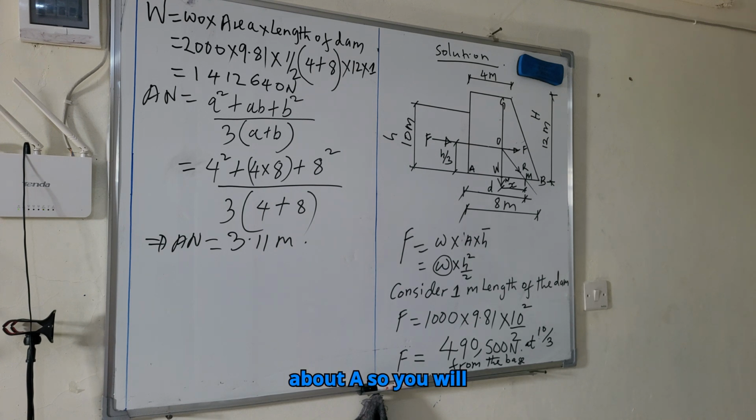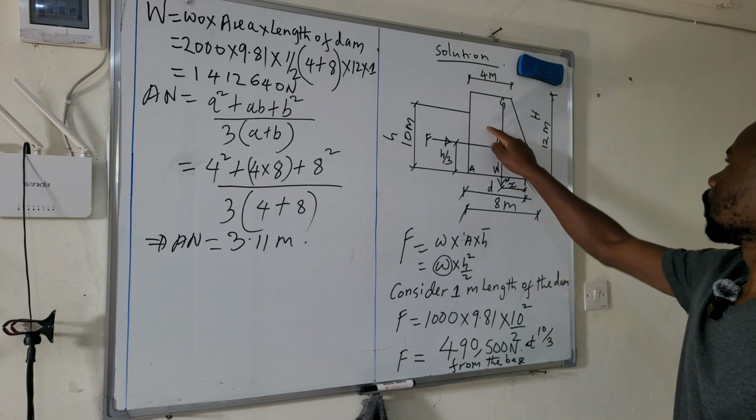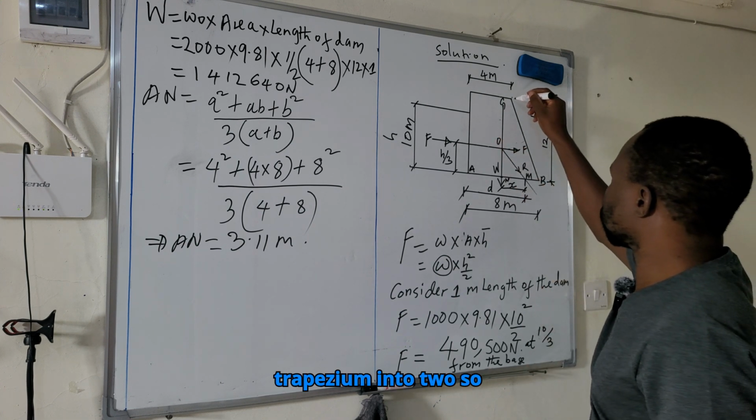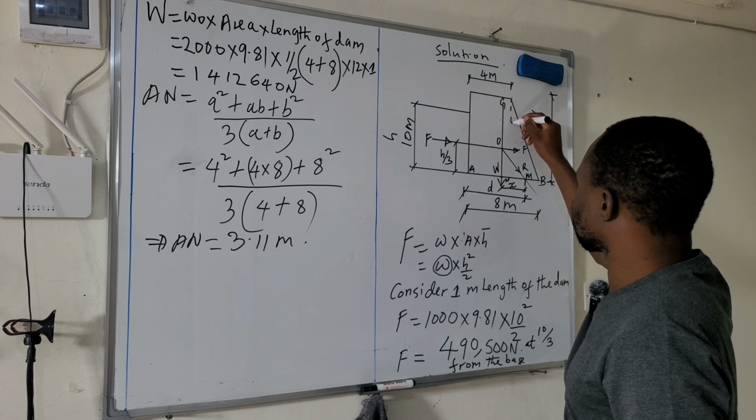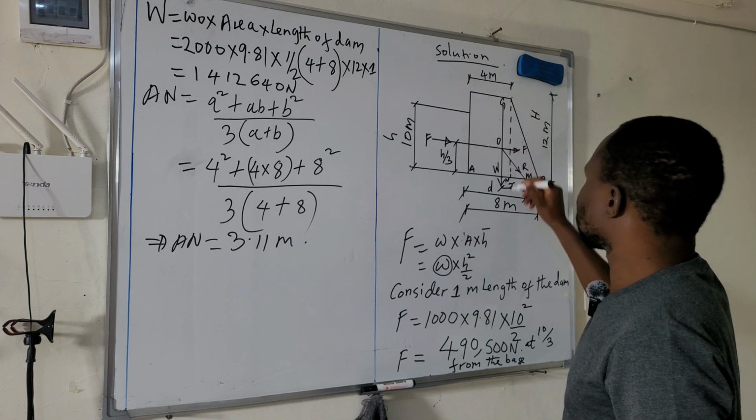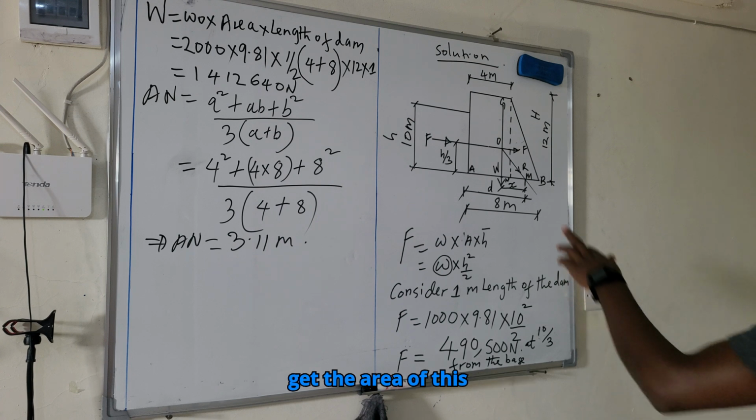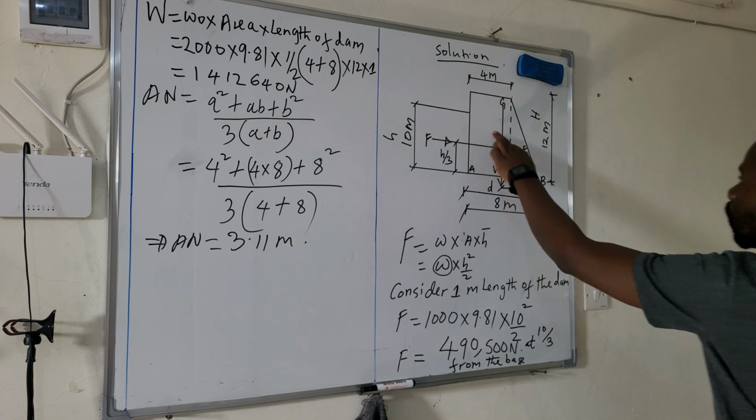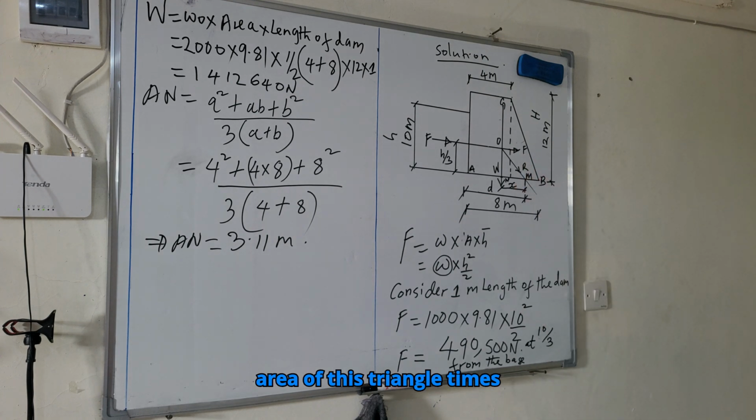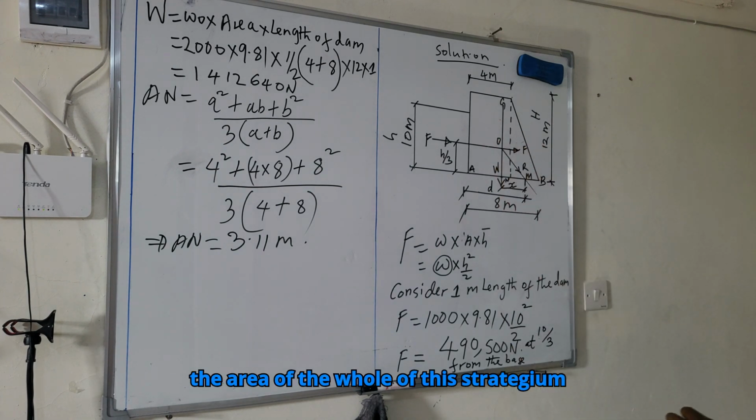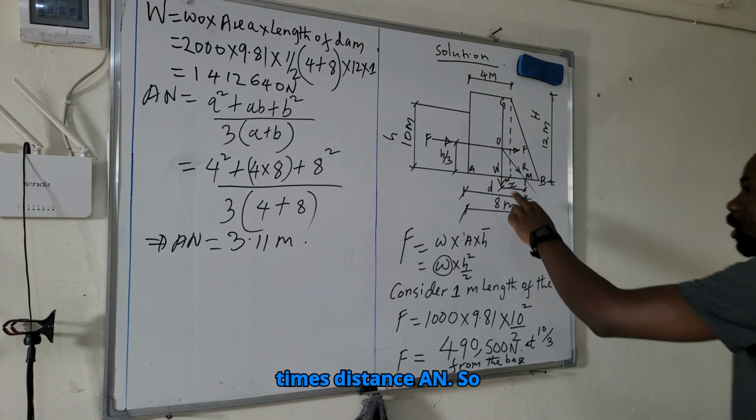You can also obtain AN by taking moment about A. You can obtain AN also by subdividing this trapezium into two, so that one will be a triangle and a rectangle like this. If you subdivide like that, you will get the area of this rectangle times its centroid plus the area of this triangle times its centroid. Then you will equate to the area of the whole of this trapezium times distance AN.